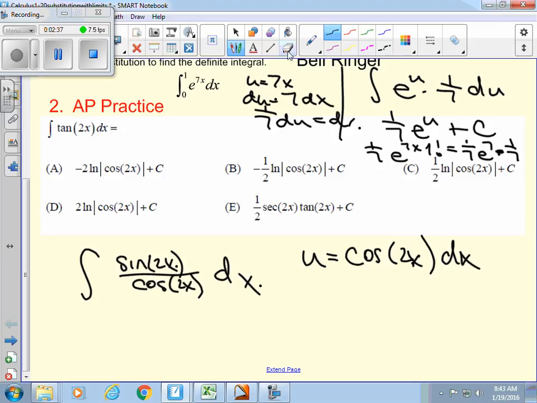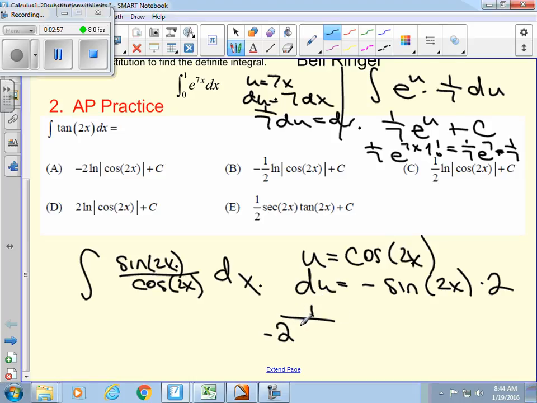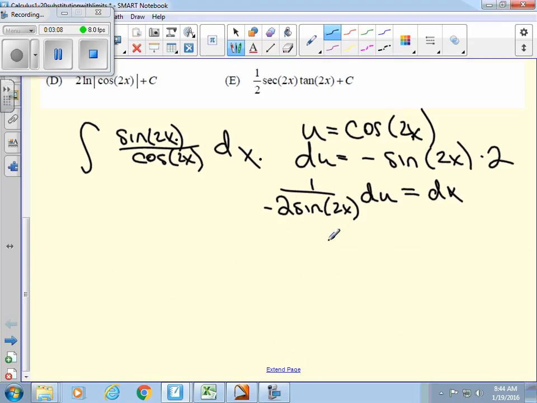Oops, not dx yet. And so du would be negative sine of 2x times 2. So far, so good. 1 over negative 2 sine of 2x du equals dx. Am I going too fast? Are we okay?